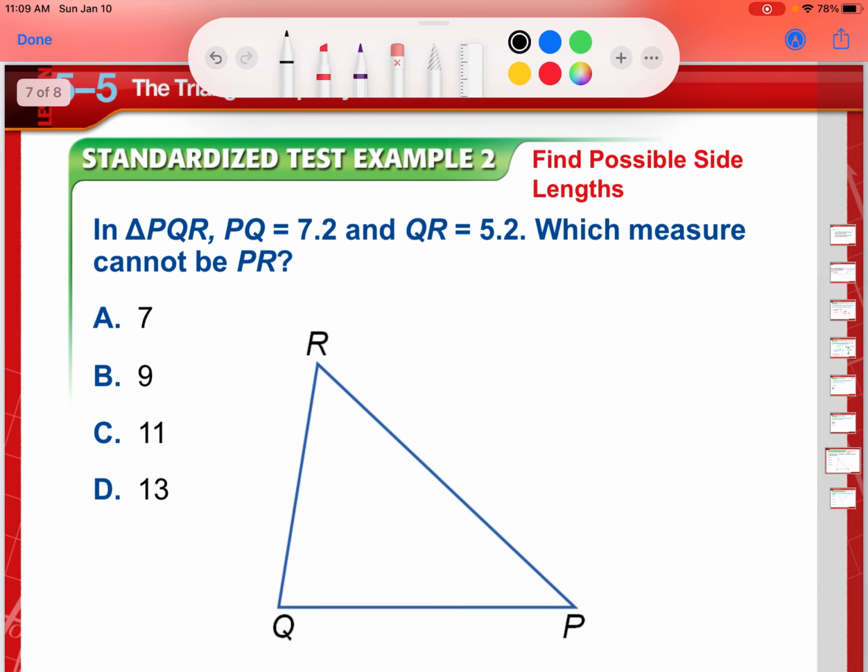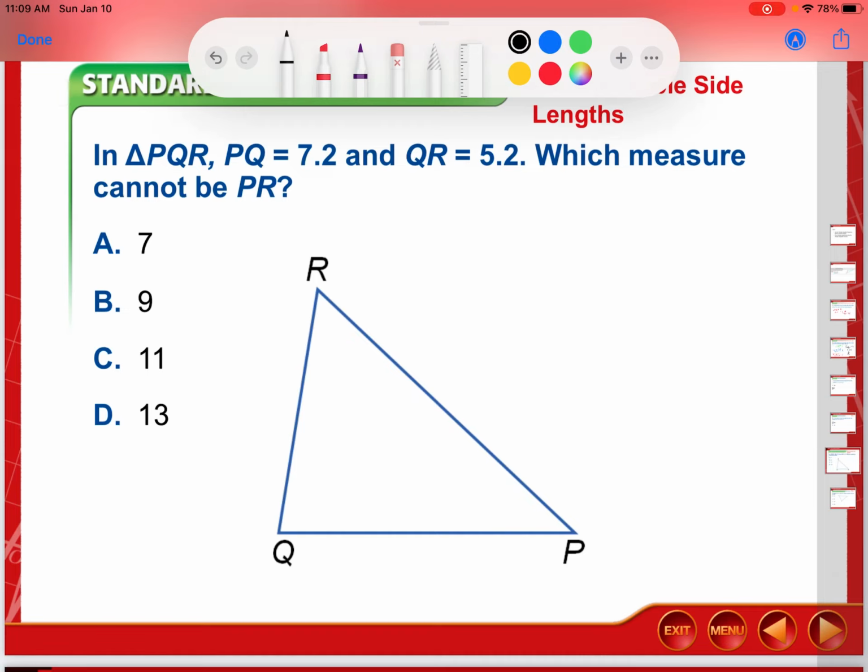Let's see, do we have one of these? Okay, no we don't. So I'm going to want to go through a different type of problem with this. So we're just going to ignore these answers and this question. So we're going to pretend that this question says, well, hang on, let me label my sides first. I'm getting ahead of myself. So PQ is 7.2, and then QR is 5.2. So those are our two given side lengths, and they tell us which measure cannot be PR. Well, that's straightforward. We can do that multiple choice problem. I have the utmost faith in all of you.